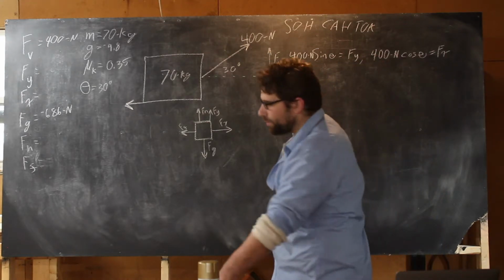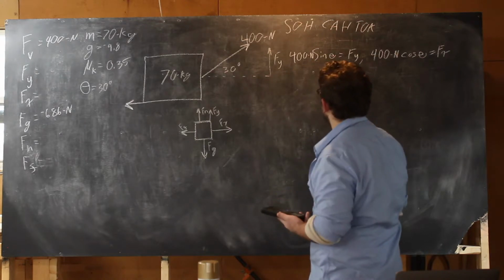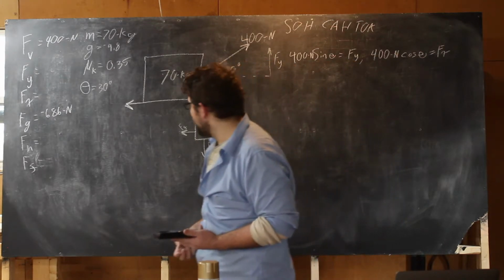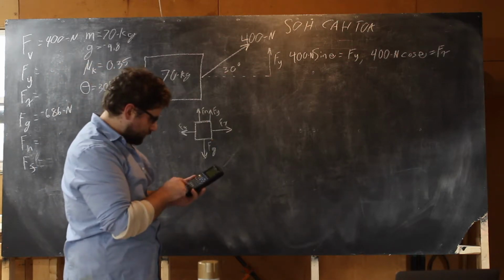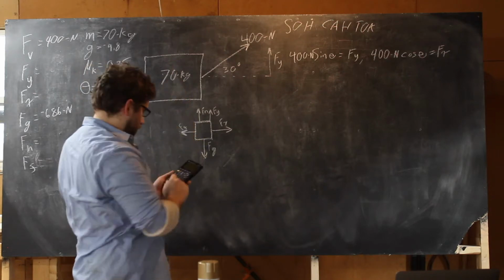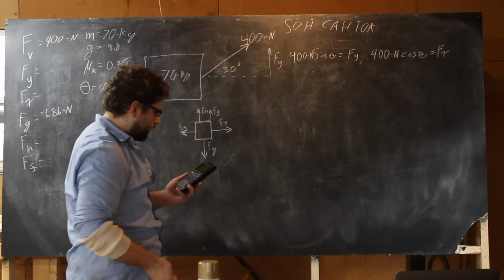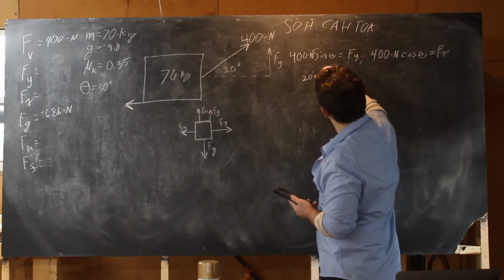Those are actually pretty easy to punch in the calculator. It just requires us to think about it first. It's not something that's just automatic quite yet, but you'll get there with time. So 400 times the sine of 30. That's going to give us 200. So my force in y is 200 newtons.